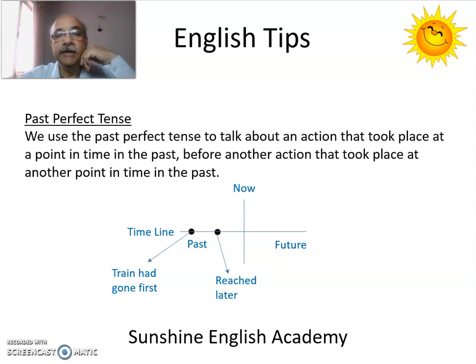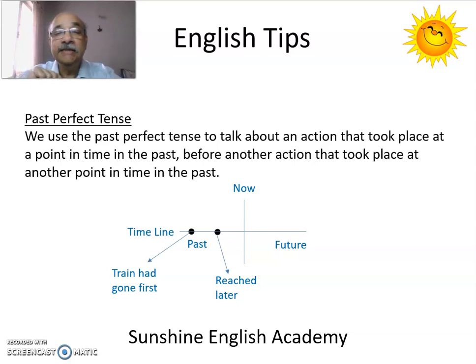Now look at the diagram. There are 2 points on the timeline. Both the points are to the left of the vertical line, meaning that both the points are in the past. But they happen at two different times. The two actions happen at two different times. One of them happens before the other one.